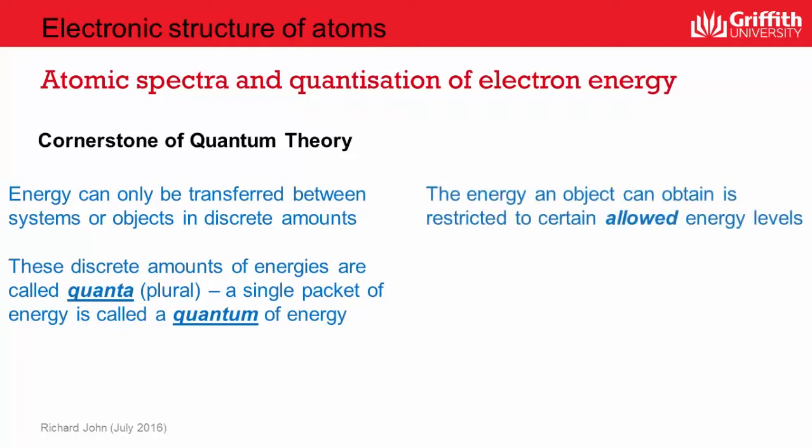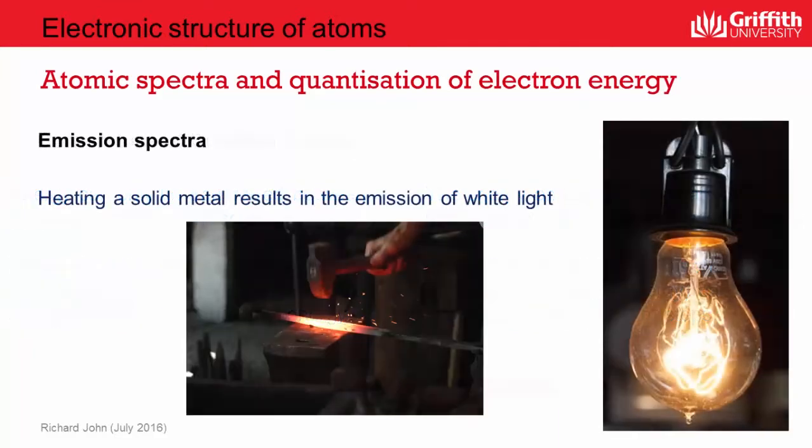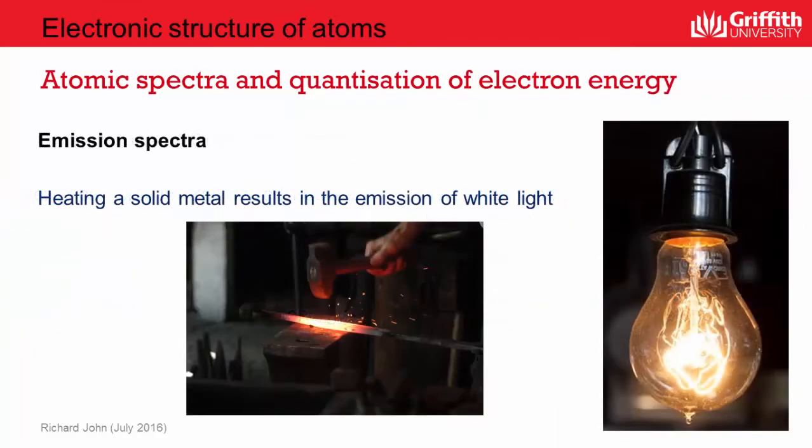The energy that an object can attain is actually restricted to certain allowed energy levels, and the transfer of energy to increase or decrease an object's energy can only occur in discrete quantum steps. In other words, energy is said to be quantized. And we can use the heating of matter to demonstrate this quantization of energy.